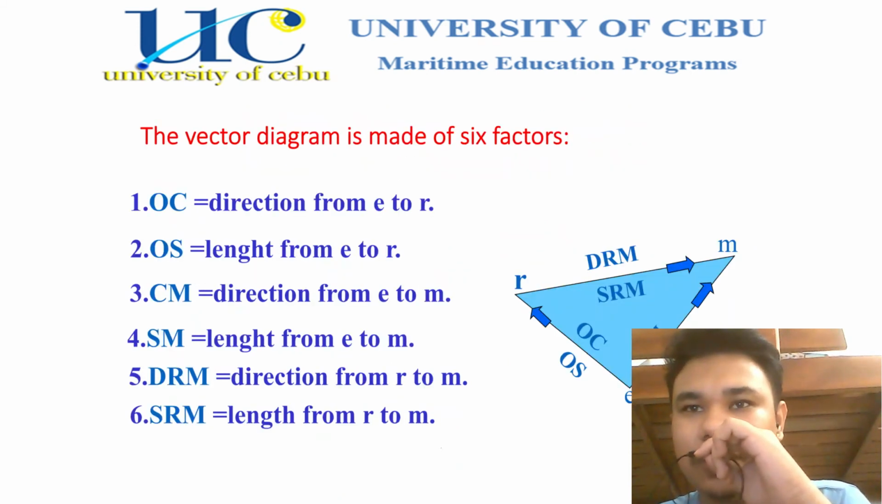So the vector diagram is made of six factors. One, OC, direction from E to R. Two, OS, length from E to R. Three, CM, direction from E to M. Four, SM, length from E to M. Five, DRM, direction from R to M. Six, RM, length from R to M.